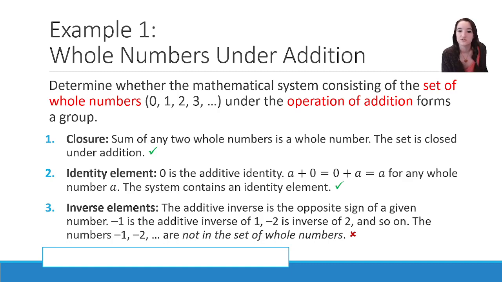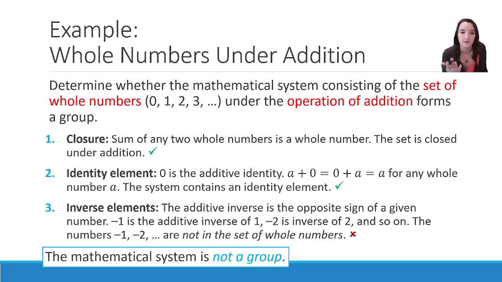Since those negatives are not part of the set of whole numbers, we can stop checking our axioms. We don't have to go down to associativity. We can just stop and say, this system is not a group, because one of the axioms failed.